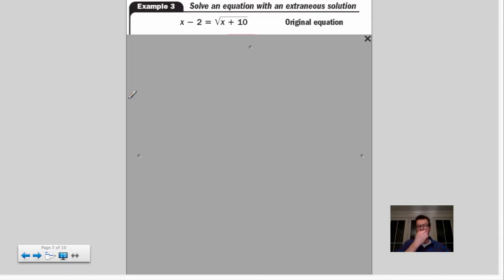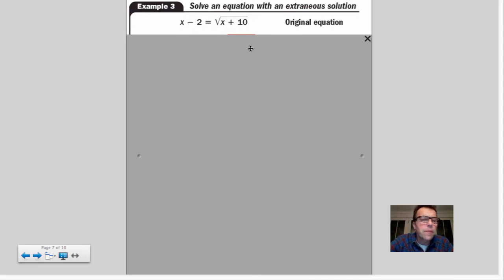So here we go. Big example 3. Gotta stretch it out. Example 3. So here we go. We're given a radical. It's definitely a radical equation. The radical is isolated, right? If this had been the plus 2, we'd move the 2 over. Again, we just want to get the radical by itself.